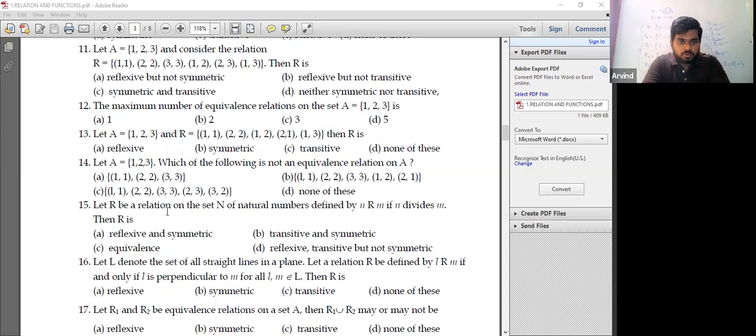So A is {1, 2, 3}. So you got a relation R. Make it fast. Is it reflexive? Not reflexive. (1,1) is there, (2,2) is there, but (3,3) is not. Not reflexive, so option A is wrong.